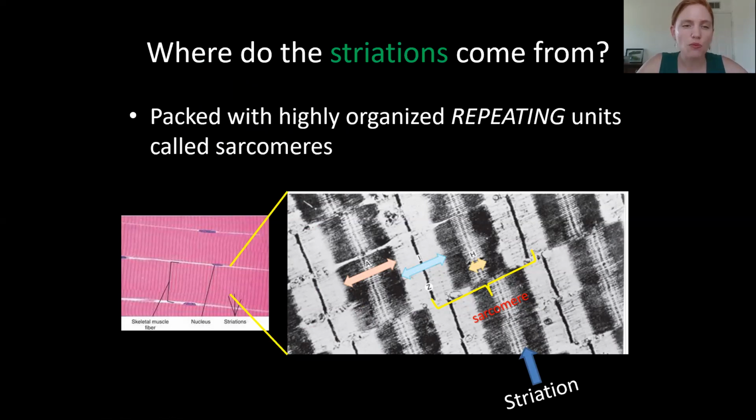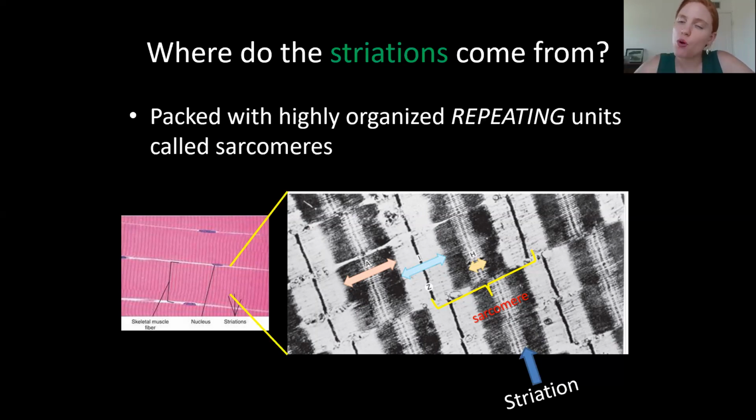Okay, so when we look at it, it has to do with that very highly specialized cytoskeleton specialized for contraction, and inside of it you have a bunch of protein fibers, and they're all bundled and very, very highly organized into repeating units. Those repeating units are called sarcomeres. Okay, so here is one sarcomere, and you have a bunch of sarcomeres all repeating one right after another.